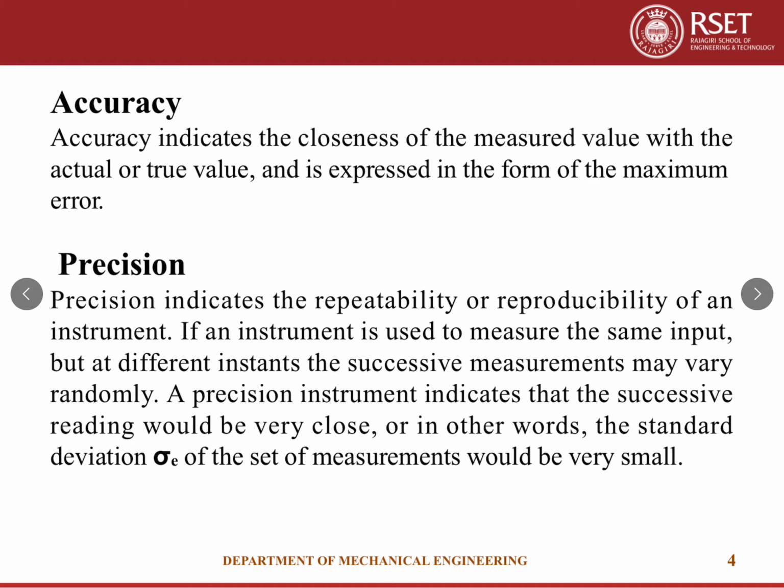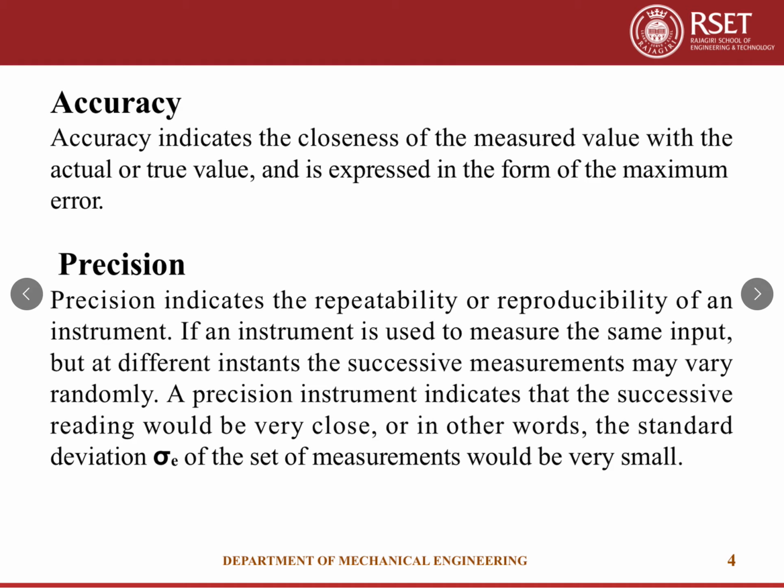Then precision. An instrument is said to be precise when we take repeated measurements using this instrument for the same quantity, and we should get results, outputs, which are close to each other. So the precision is nothing but the degree of agreement between different readings.